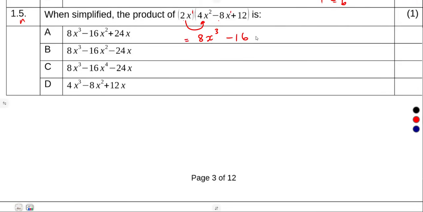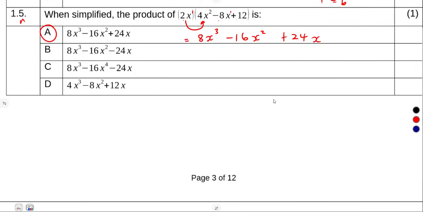x times x, you add 1 plus 1, that's x squared. 2 times 12, that's 24. Then x in this case is just going to remain as x. So that is what you're going to have: 8x cubed minus 16x squared plus 24x. And the best answer there was going to be A.